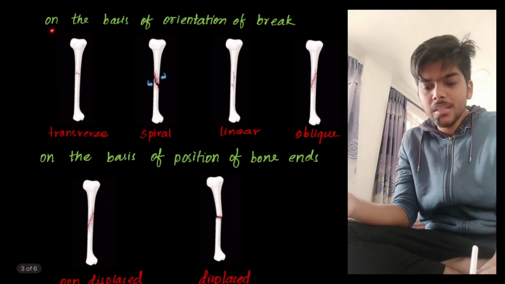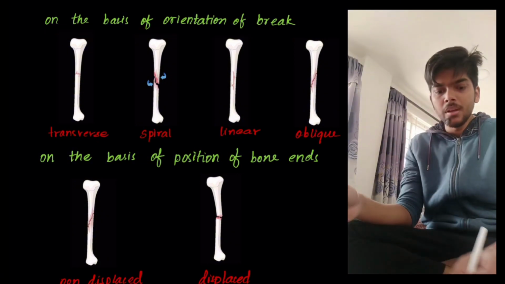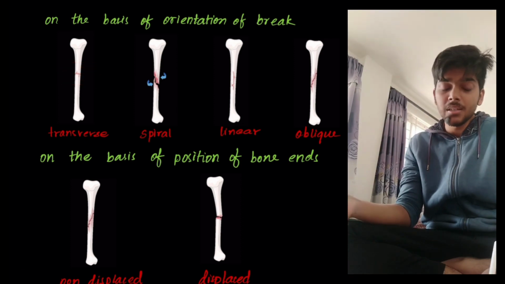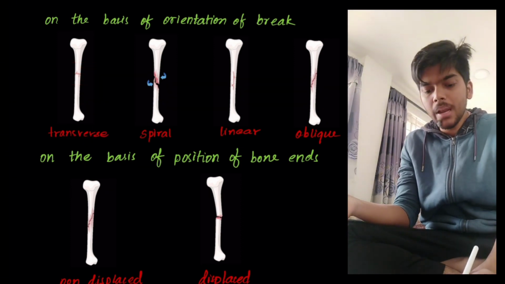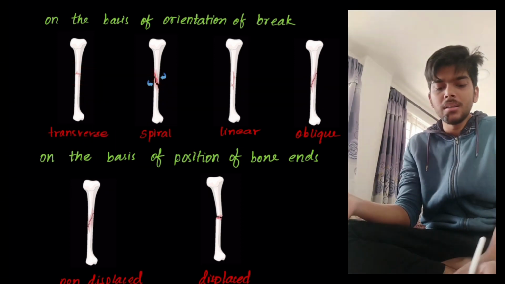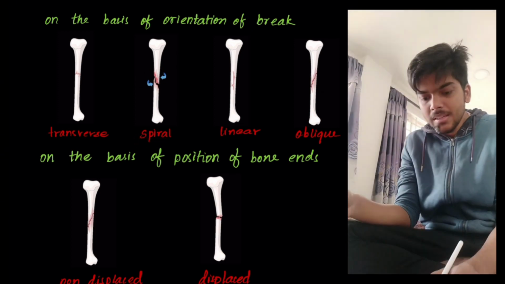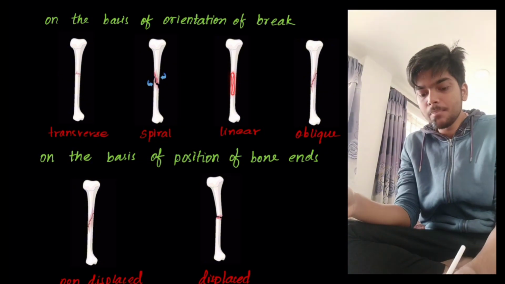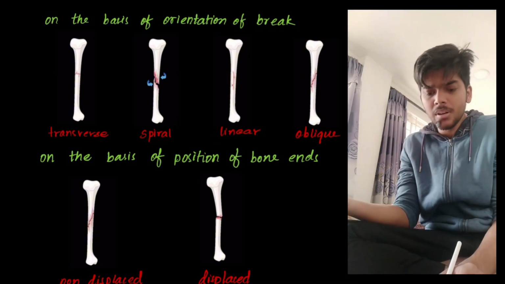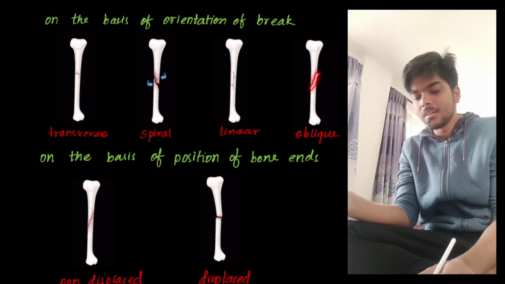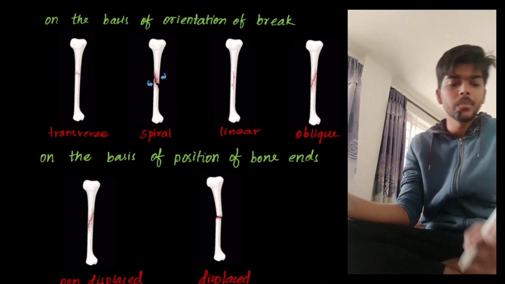Next is on the basis of orientation of break. If the break on the bone is present on the transverse plane, that's a transverse fracture. If the break is spirally coiled, then that's your spiral fracture. If the break is linear and it is parallel to the bone, then that's your linear fracture. But if the break is obliquely present, then that's your oblique fracture.